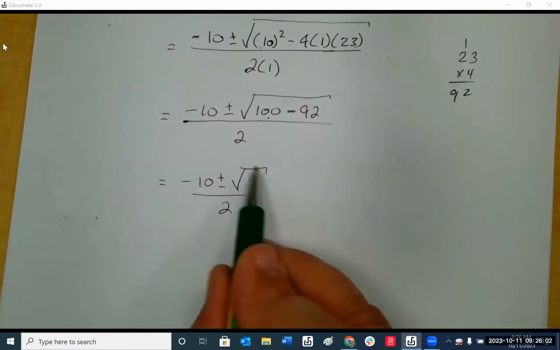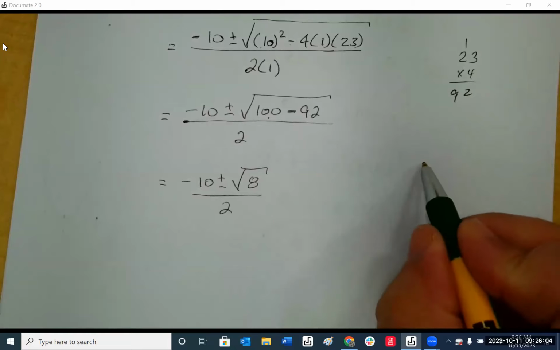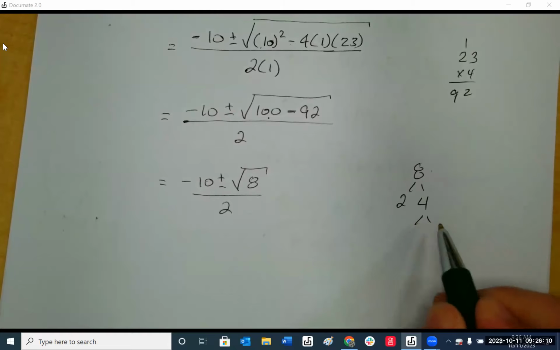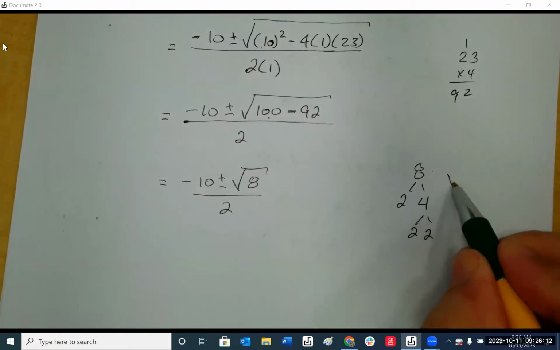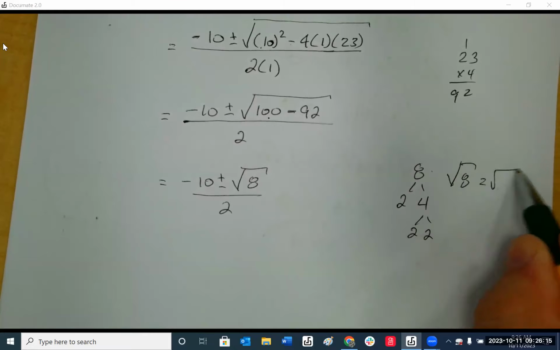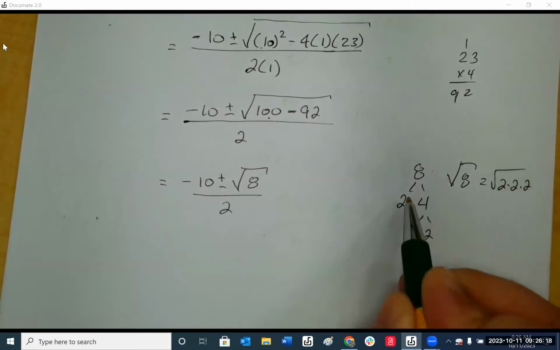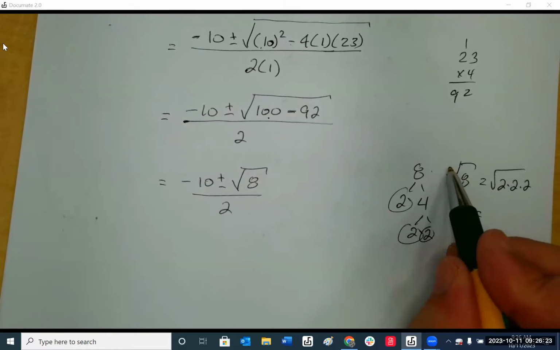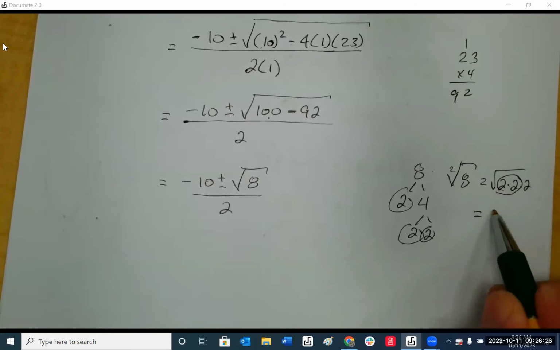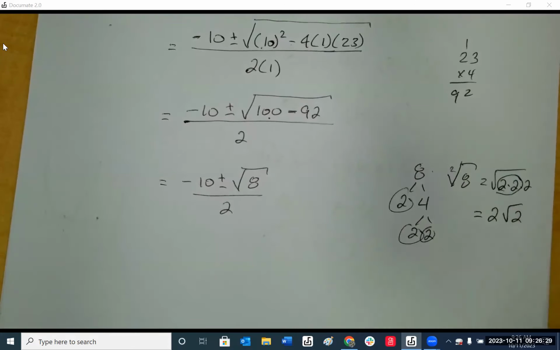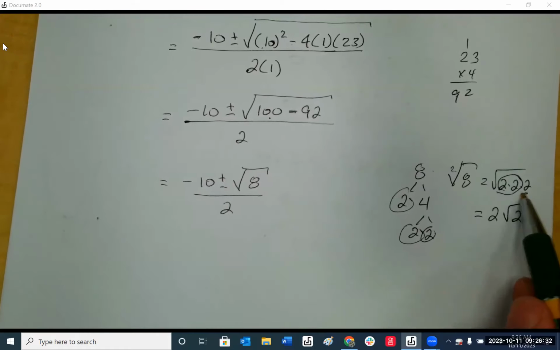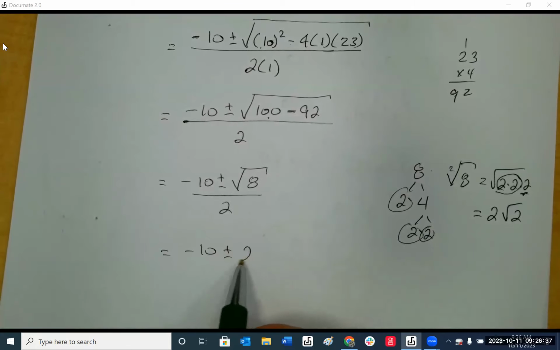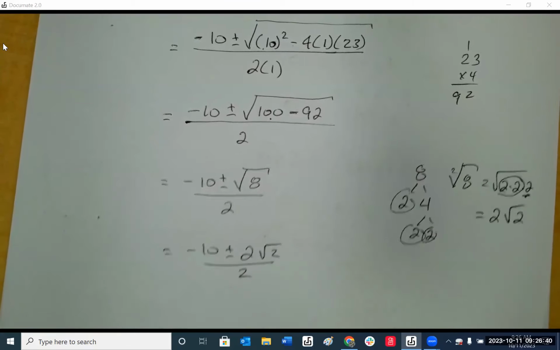We can see if we can simplify inside the square root. 8 is made up of 2 times 4. 4 is 2 times 2. So the square root of 8 is the square root of 2 times 2 times 2. Since it's a square root, if we have 2 of a kind, they can come out. That leaves an extra 2 inside there. We have 2 radical 2 over 2.